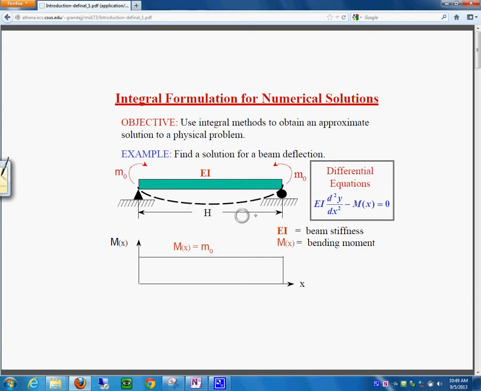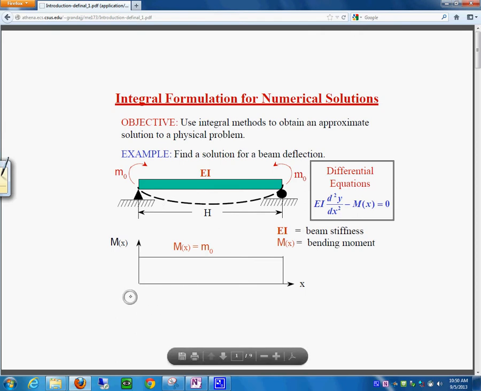Now, we know that there is a differential equation that controls the deflection of this beam. We know from our strength of materials courses that EI d squared y over dx squared minus the moment equation is equal to 0. This is the equilibrium of this beam. We don't have a time-dependent term because this is a static problem. Simply said, regardless of time, you have this beam with stiffness EI and this applied moment M0. The question is, what's the deflection at every point between our origin, 0, and h over here?